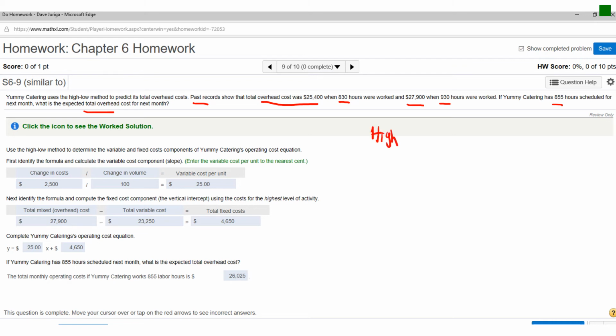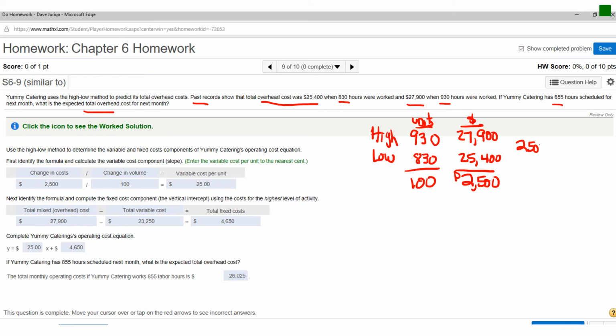So like I did in my previous illustration, I'm going to write out the high point, units, and dollars. At the high point, it looks like it's 930 hours, and that's at $27,900. And the low point would be 830, and that's at $25,400. Once again, you take the difference, so you get 100, and in this case, $2,500 as the difference. Then you divide 2,500 divided by 100. That gives you $25. That's per unit. That's going to be called your variable cost per unit.